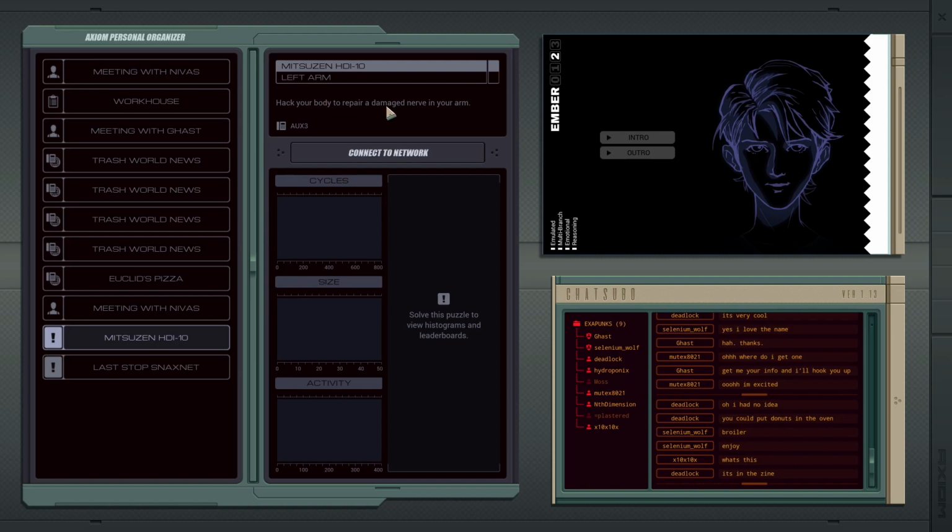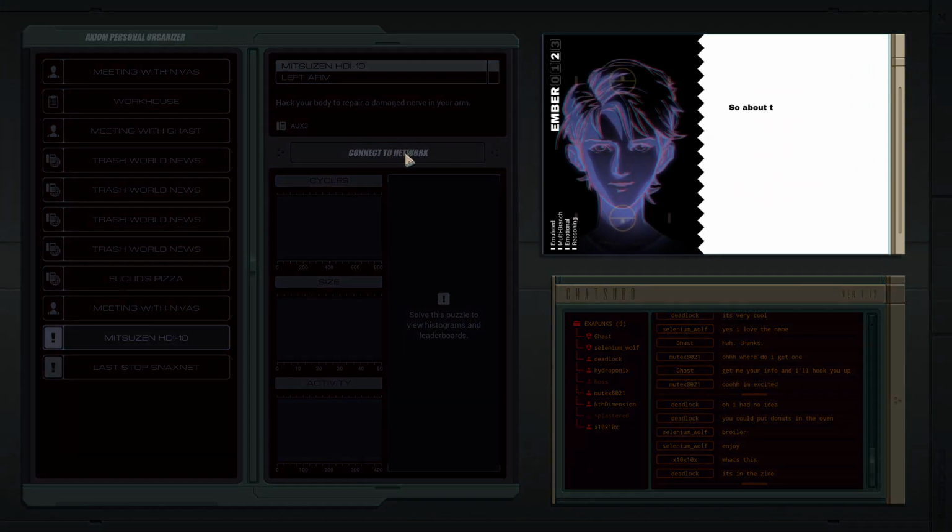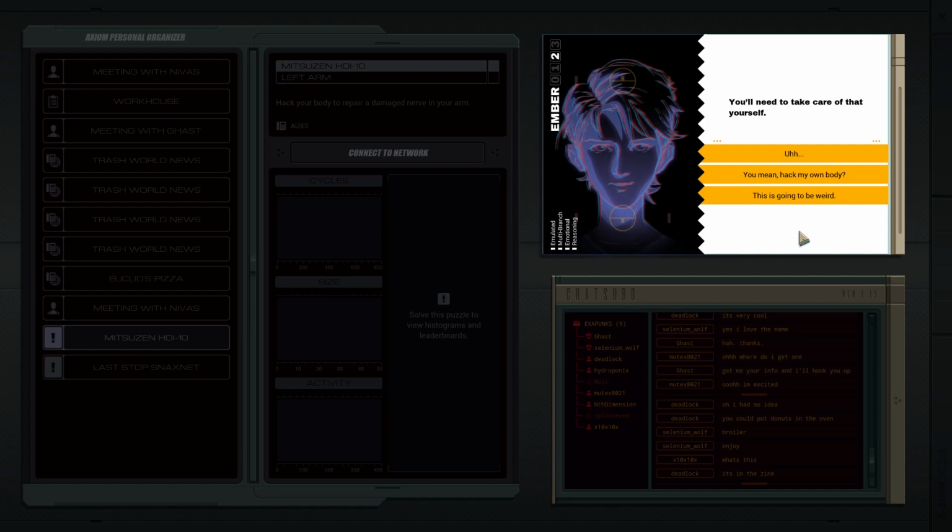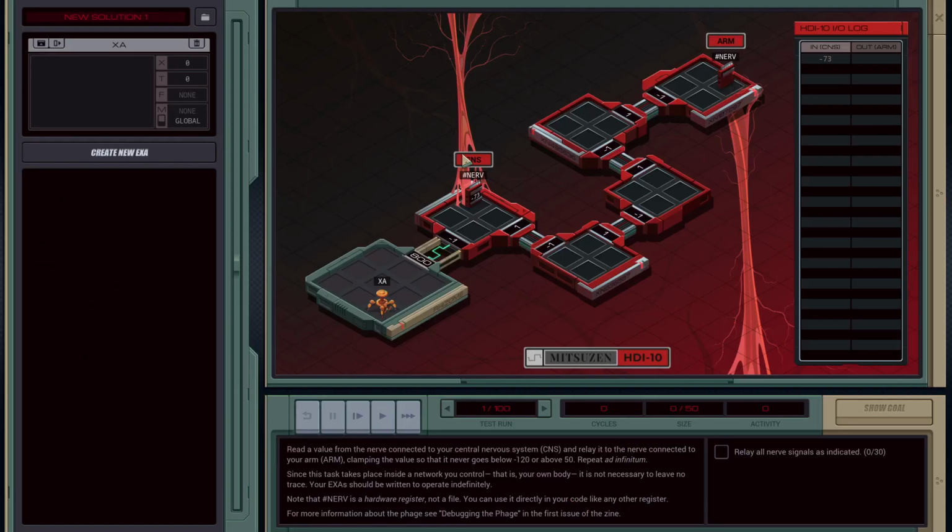Hack your body to repair a damaged nerve in your arm. So about that left arm of yours, the medicine stops your condition from spreading, but it can't fix things like that. I'll need to take care of that yourself. I mean, hack my own body? Yes, exactly. If you can hack anything else, why not your own body? Interesting.